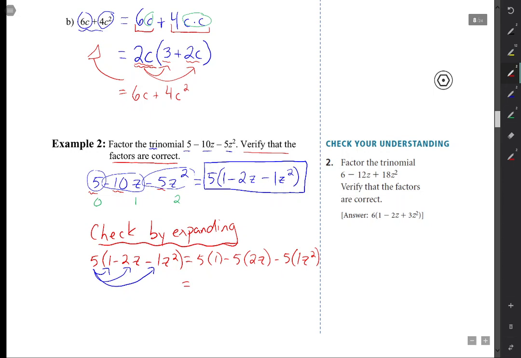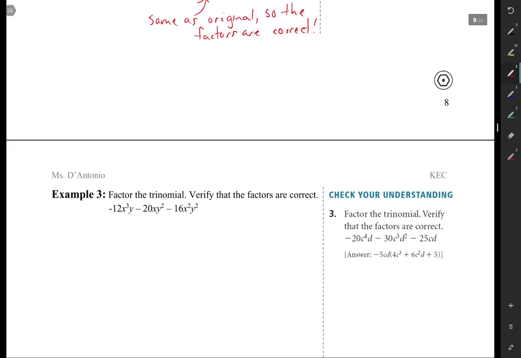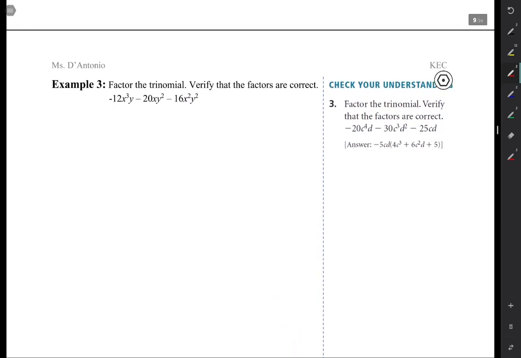And if we keep solving this using BEDMAS, 5 times 1 is equal to 5. Then remember, coefficients multiply coefficients, so we would have minus 5 times 2, which would be minus 10, and that z is still there. And then minus 5 times 1 would give us minus 5z squared. So since this is the same as the original, the factors are correct. So let's look at a little bit trickier of an example here.